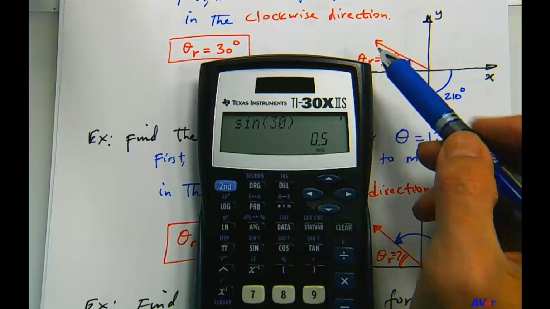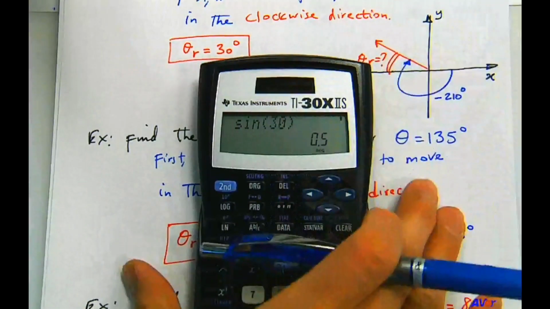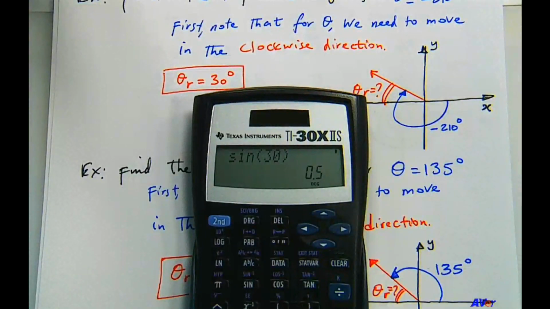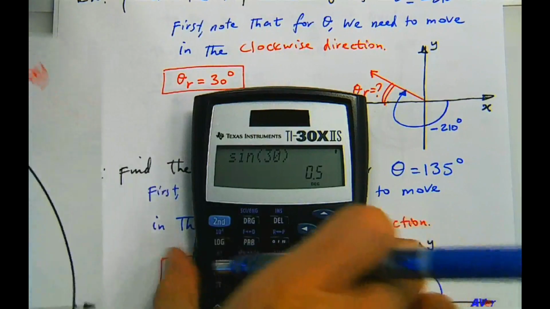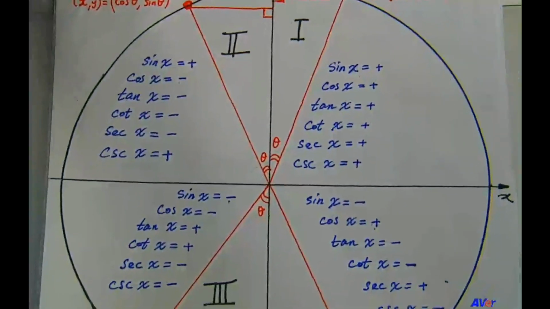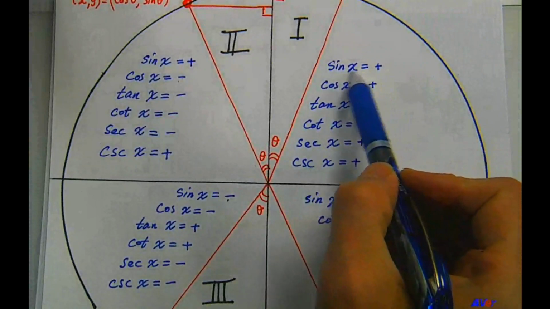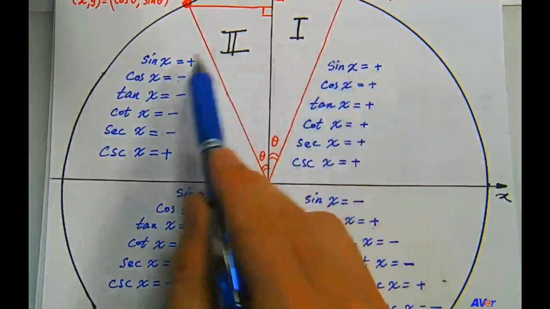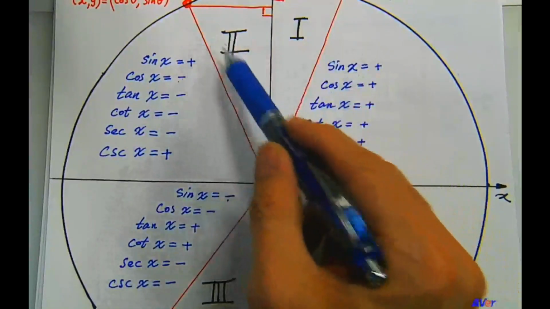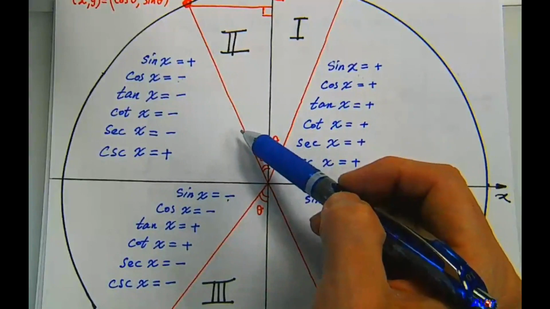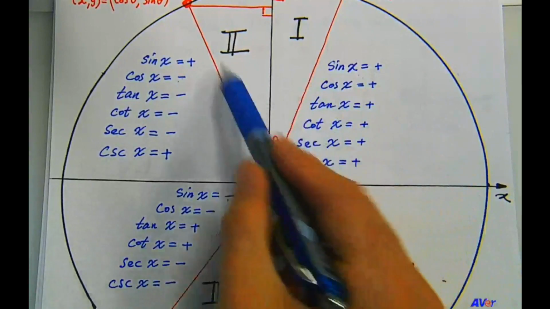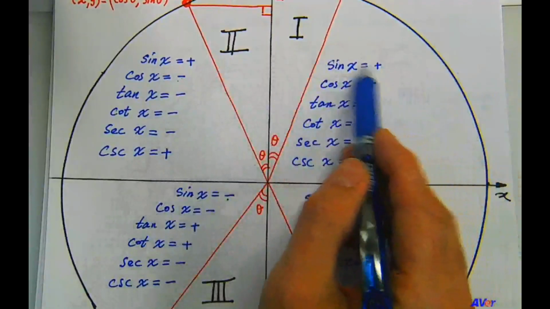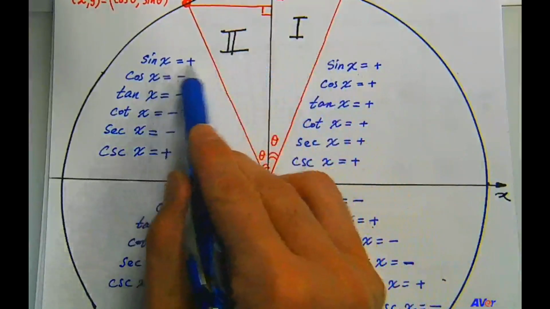But here, notice that the sine in both, if I bring this back, the sine of any angle in the first and the second quadrant is going to be positive. So that's why even though minus 210 is going to be in the second quadrant, the sine value is still going to be positive because that's what happens in the first and the second quadrant. The sines are positive.